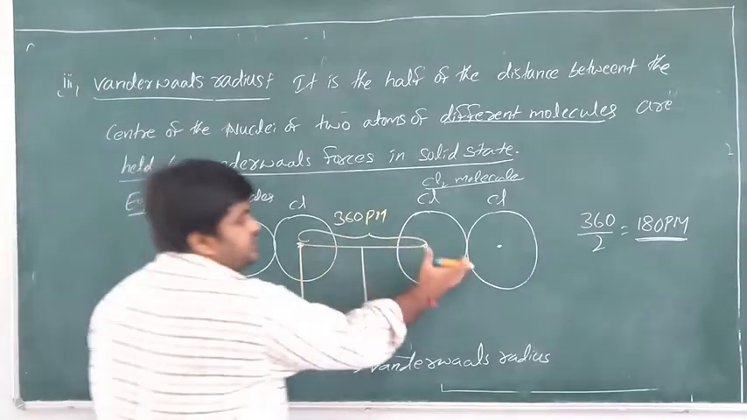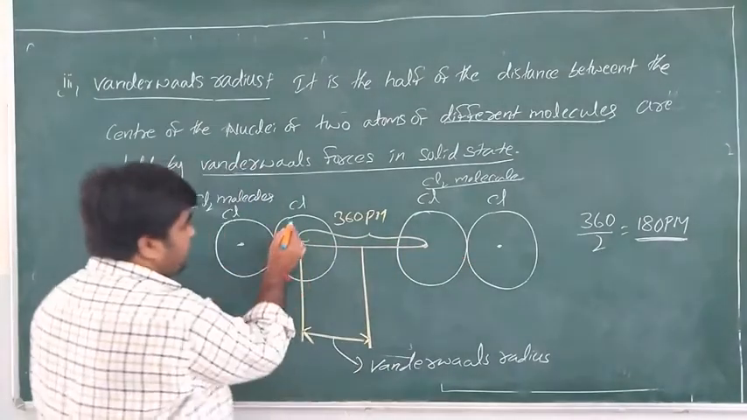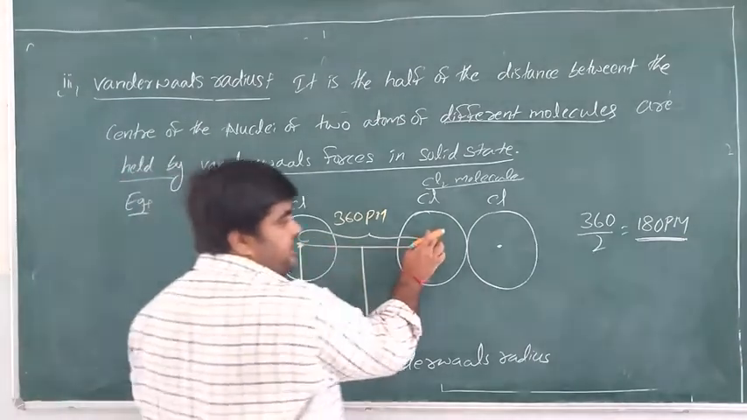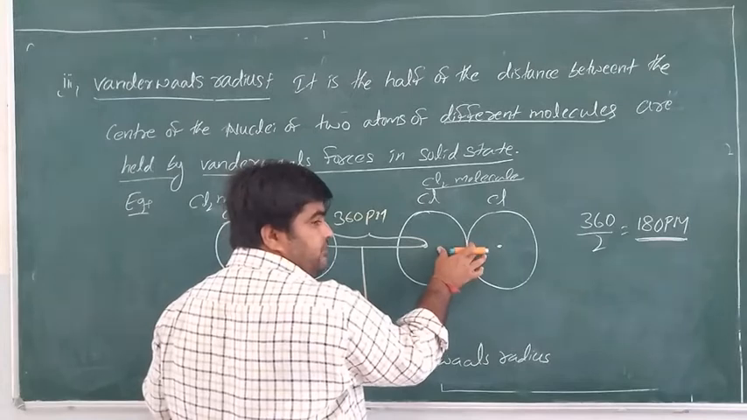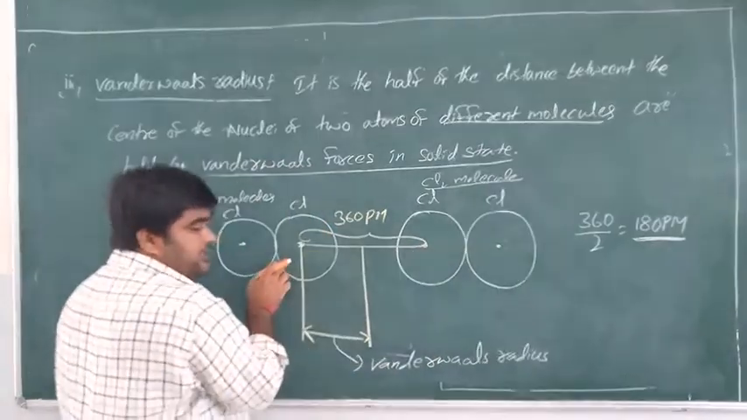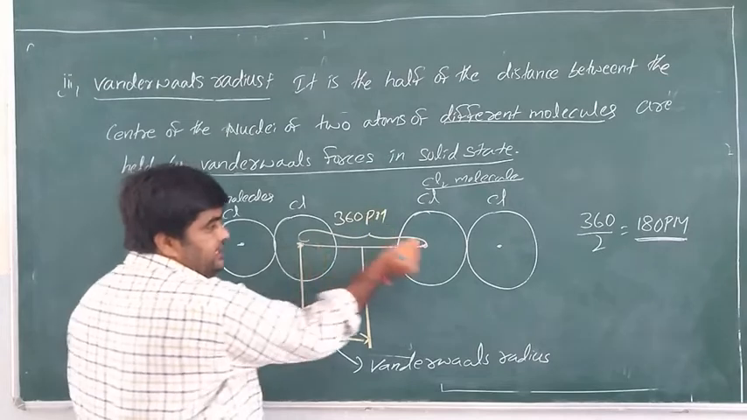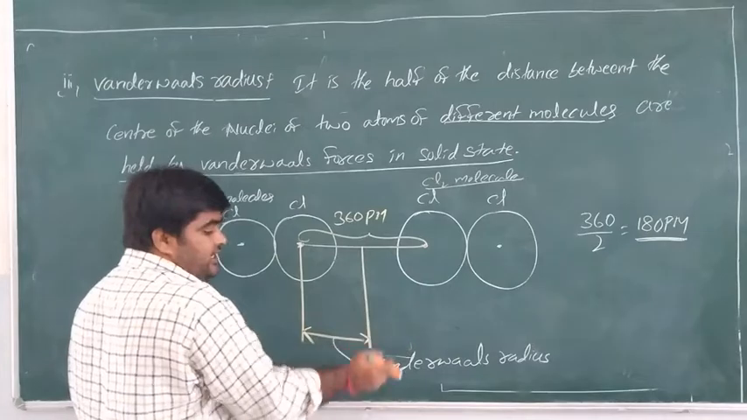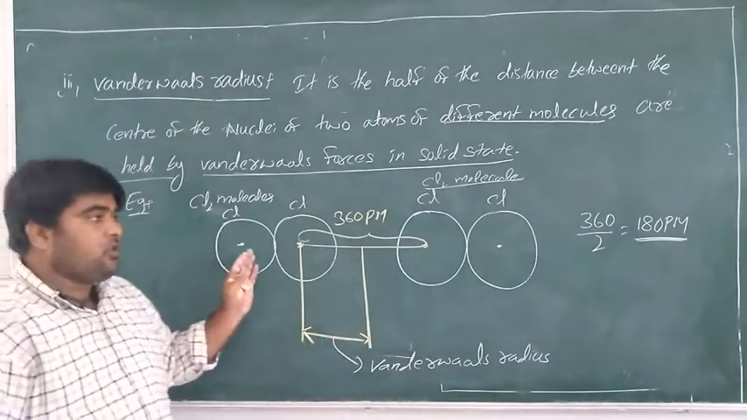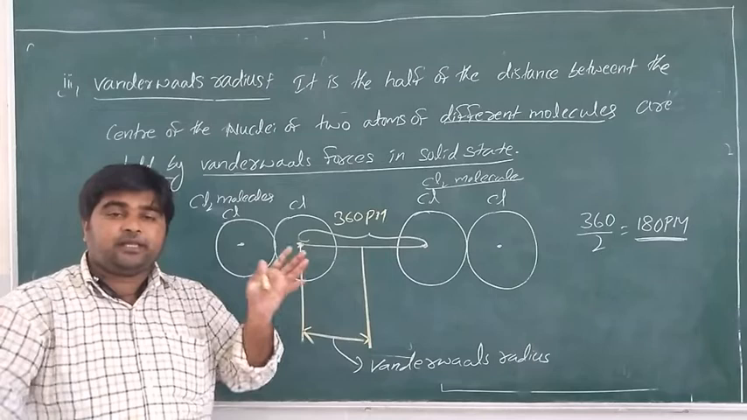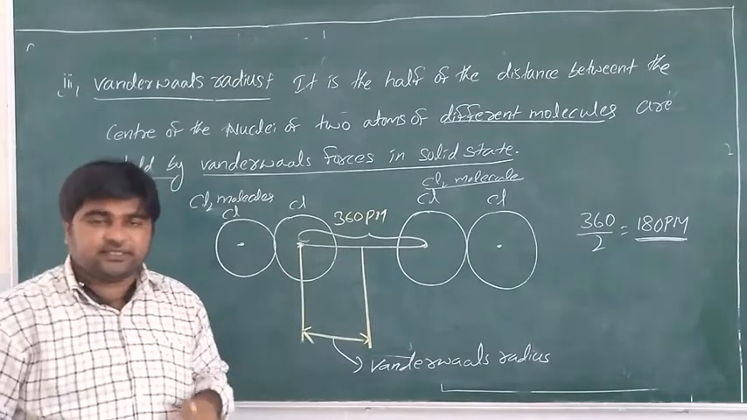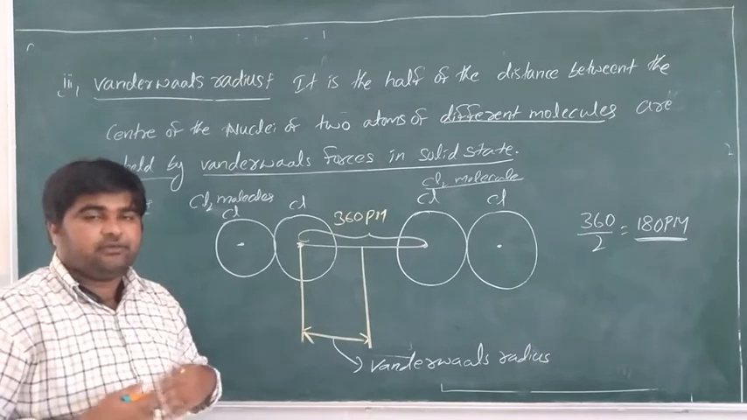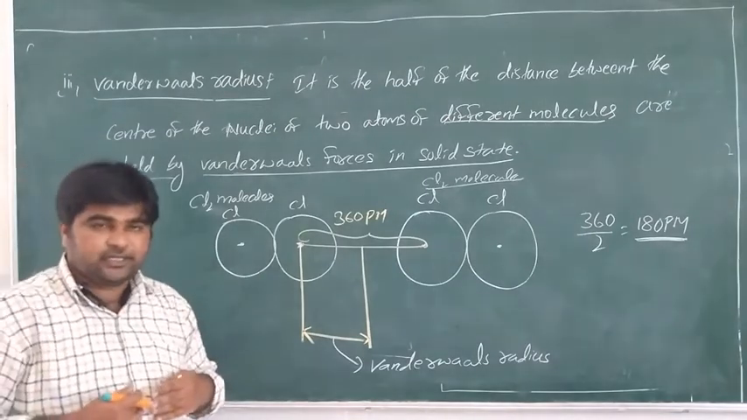It is one molecule, it is another molecule. This chlorine atom and this chlorine atom are both bound in a chlorine molecule. Here is a chlorine atom, here is a chlorine atom, both connected to form the molecule. In that molecule, the distance from the nucleus of one atom to the nucleus of another is called the van der Waals radius. Both are molecules, but they are held by van der Waals forces in solid state. Is it clear, van der Waals radius?